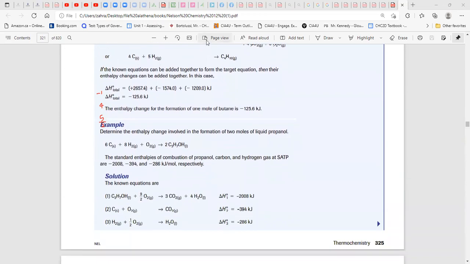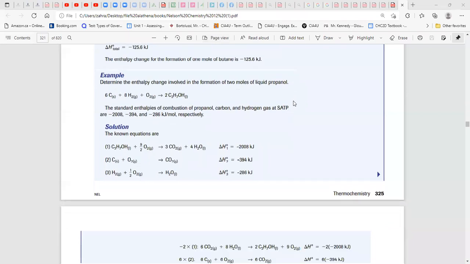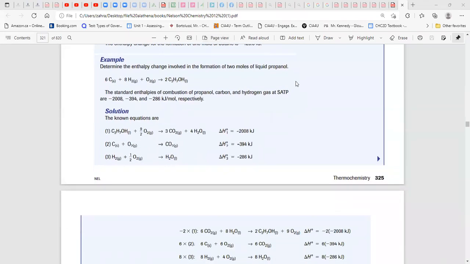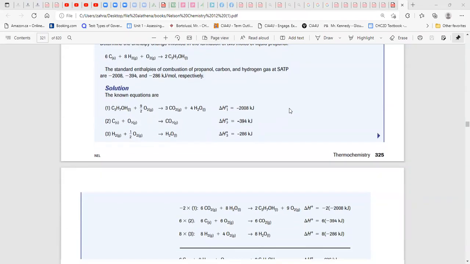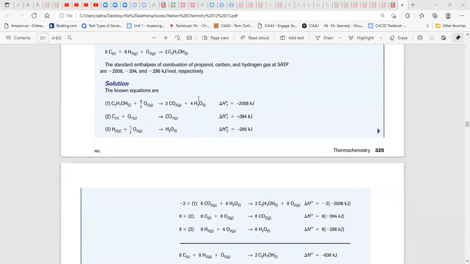There is another example. Determine the enthalpy change involving the formation of 2 moles of liquid propanol. I'm just looking at C. C is here. The coefficient is 6, meaning they are both on the left side, so I just need to multiply everything by 6 here.